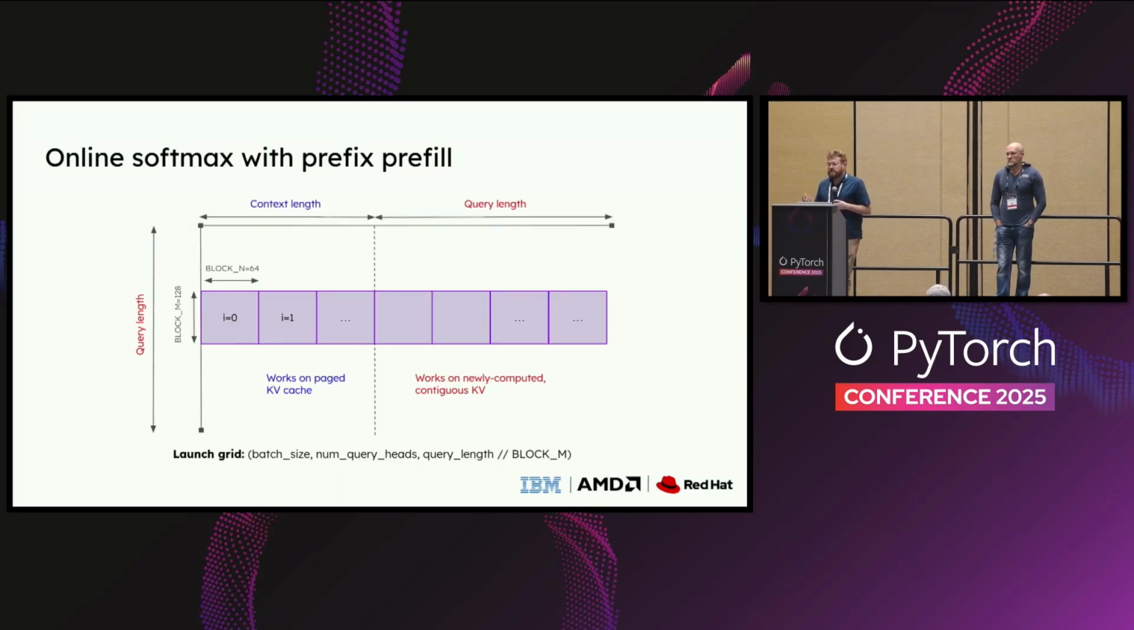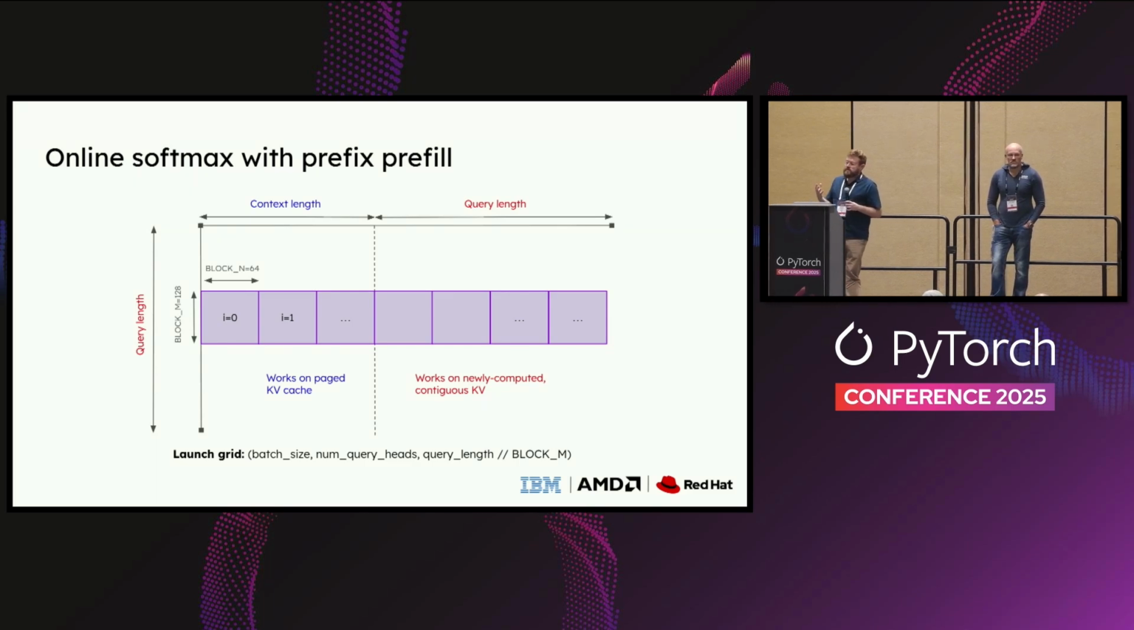In order to fix it, we first had to understand what the problem was. This slide is a bit complicated, but I'm going to walk you through it. This figure shows what one of the programs of prefix prefill is really doing. When we launch this Triton kernel, you specify a grid, shown at the bottom here. It's a 3D grid of batch size, number of query heads, and then query length divided by a block size, block M. So we parallelize all of the work across these 3 dimensions, and each program is completely independent, doing its own work.